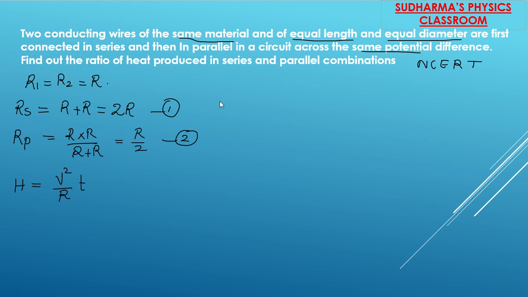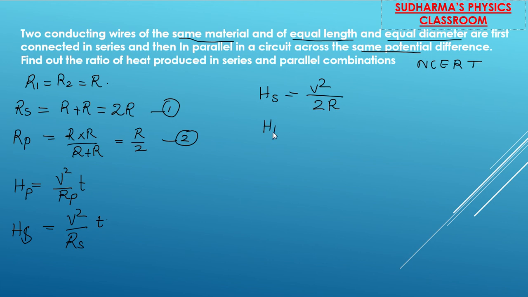Again, we don't have to go with the longer steps. We can use this formula because this formula is also correct. So heat produced in parallel is equal to V square by R parallel into T. Heat produced in series will be equal to V square divided by R series into T. Now, heat produced in series is equal to V square divided by R series. Yes, R series as per equation number 1, R series is 2R.